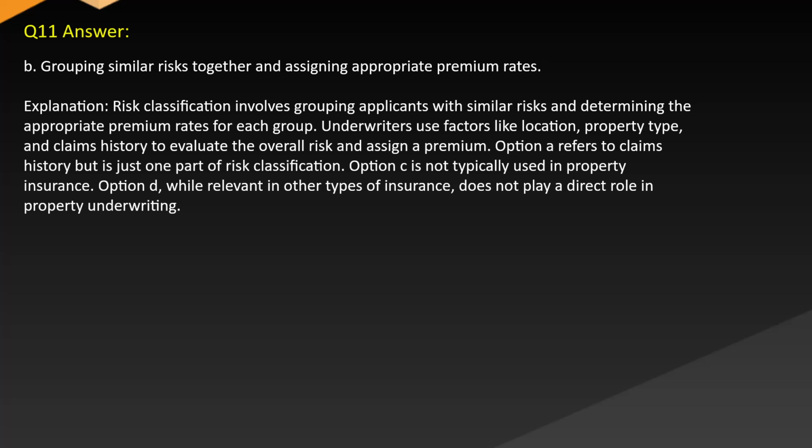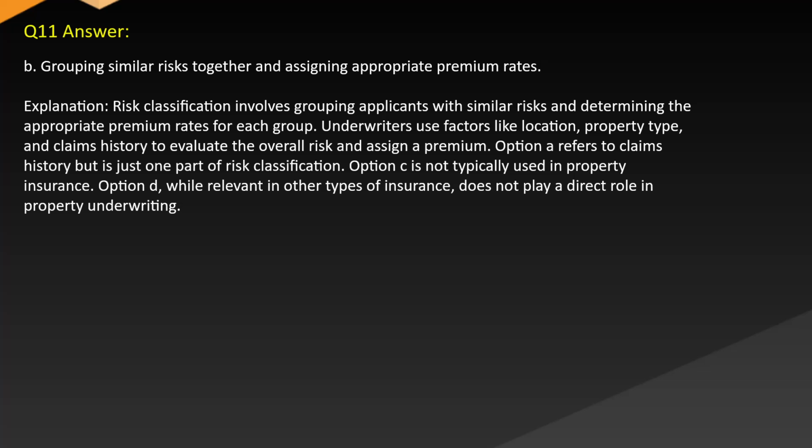Answer B. Grouping similar risks together and assigning appropriate premium rates. Explanation. Risk classification involves grouping applicants with similar risks and determining the appropriate premium rates for each group. Underwriters use factors like location, property type, and claims history to evaluate the overall risk and assign a premium.